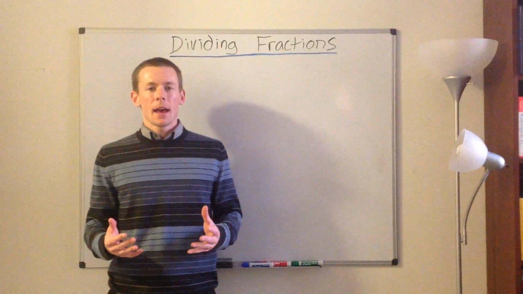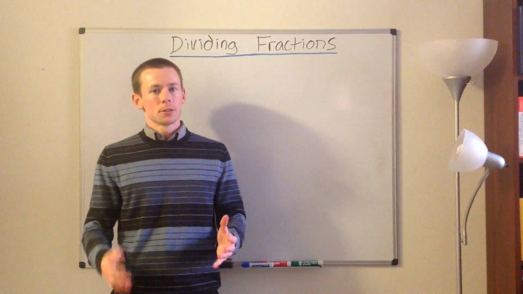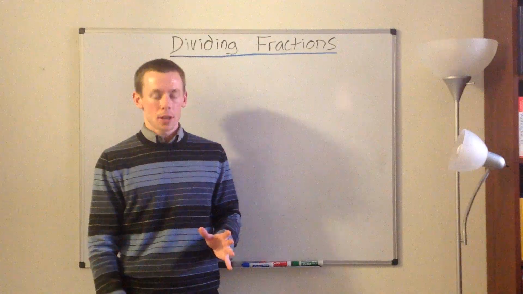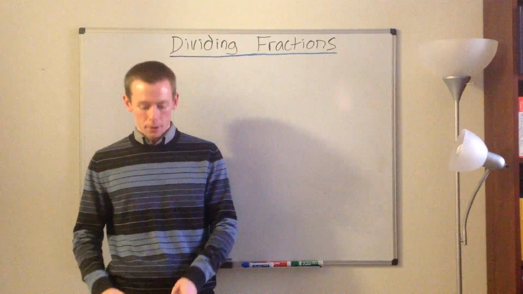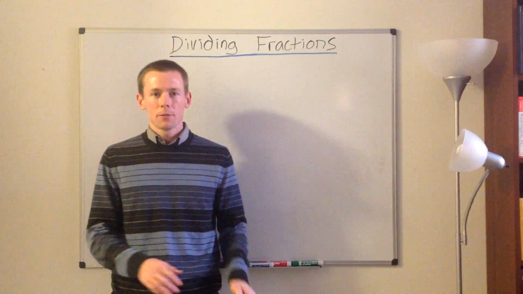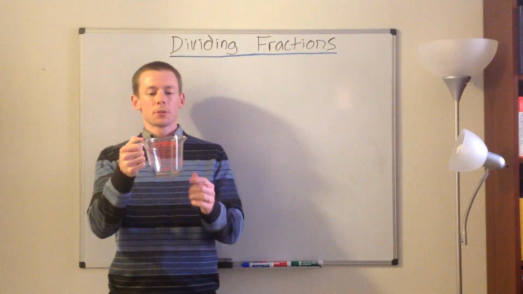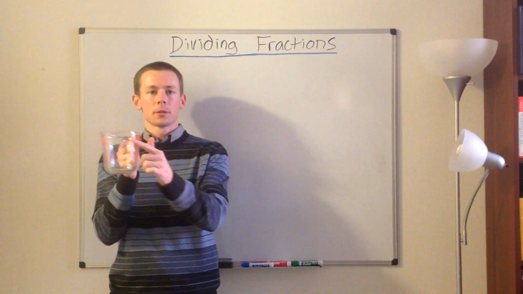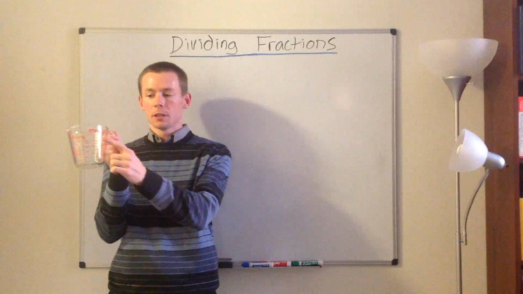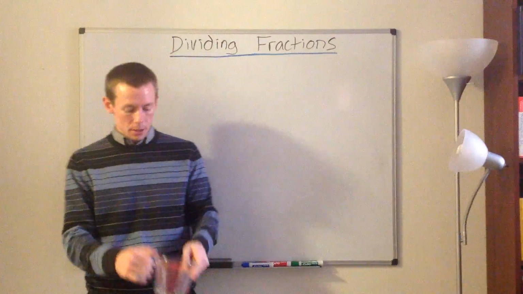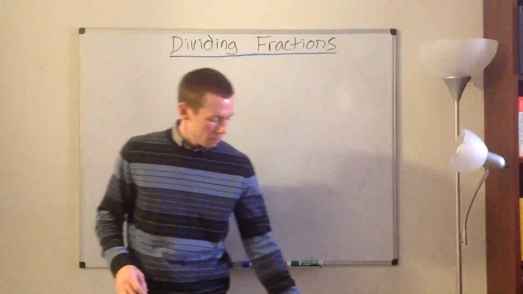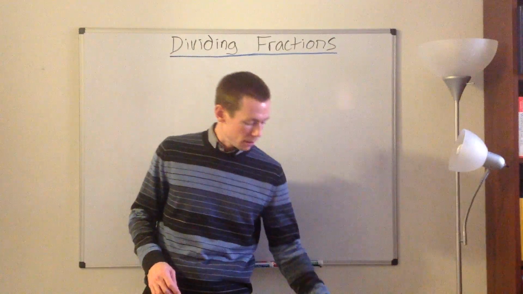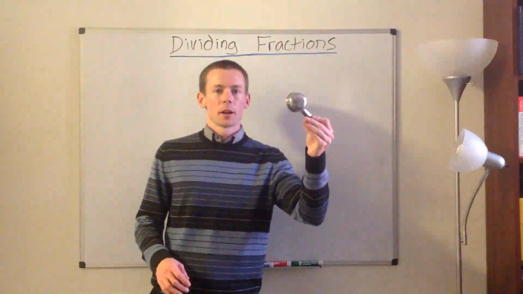Let's now look at dividing fractions. I have a couple props here to illustrate how this works. I have a big bowl of Cheerios. I have a measuring device that measures up to 2 cups. Right up here, the top line is 2 cups. Not all the way to the top, but the top line here is 2 cups. I have a measuring cup that's 1 cup, a half a cup, and a fourth of a cup.